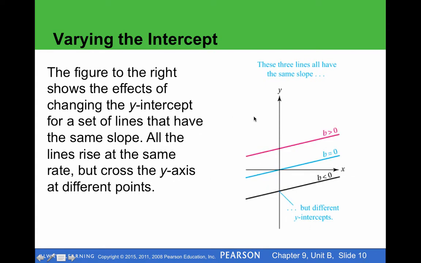And then the figure to the right shows the effects of a positive intercept, an intercept of 0, and a negative y-intercept. These all have the same slope, but if you have a positive intercept, it's on the top half of the graph. If it's a negative y-intercept, it's on the bottom half, and a 0 y-intercept just crosses right through the origin.